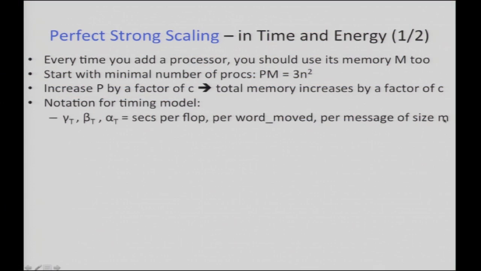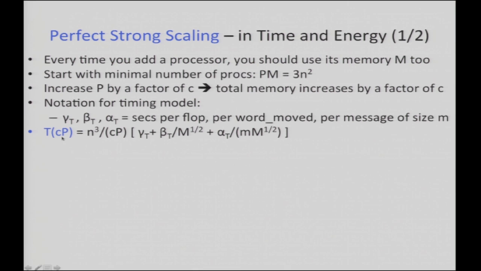Here's the model. I'm going to have gamma sub t be the seconds per flop, multiplied by the number of flops. I'll count the number of words moved and multiply that by the seconds per word moved, so that's a reciprocal bandwidth. And I'll count the number of messages, and I'll multiply that by alpha, the time per message. I'll assume my message size isn't the whole memory necessarily. It's whatever's convenient to the message passing system, so little m is the maximum message size. So there's the formula, and this is the time to run on c times p processors. And there's the whole messy thing. The only thing I want you to notice is how it scales.